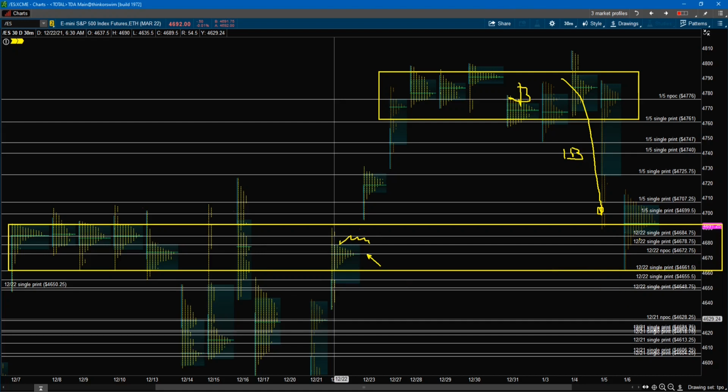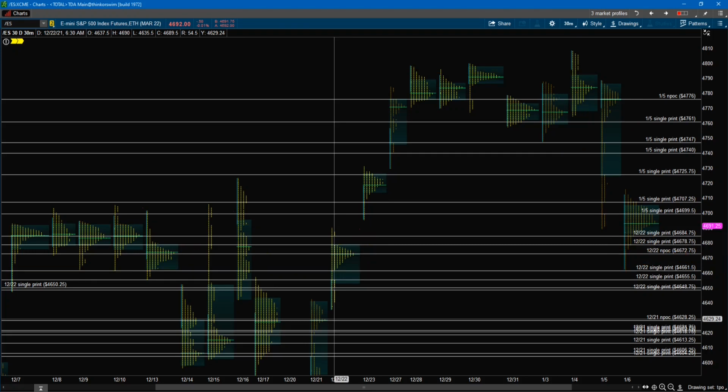And also we've got some more single prints down below. So price could come down and fill these single prints and try to chop around here to balance itself, basically, because this price range has had a lot of time spent there. I mean, a lot of trading transactions took place. So the price inside of this range has found some acceptance between buyer and seller. So we expect to see price come down to this area here in the near term.